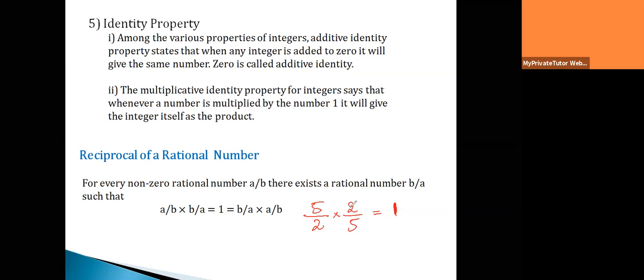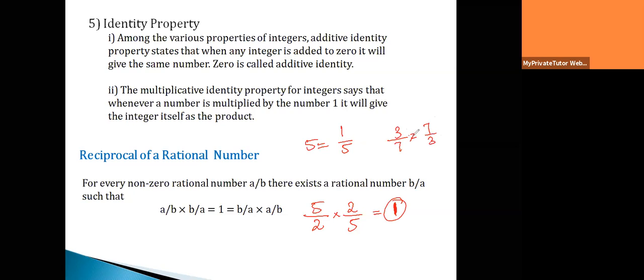You can see that 5 2s are 10, 10 divided by 10 cancels out, we'll get the answer as 1. So that is the reciprocal, in a sense, turning the fractions, or else it is 1 divided by a number. Reciprocal of 5 would be 1 by 5. But reciprocal of a fraction, 3 by 7, would be 7 by 3.